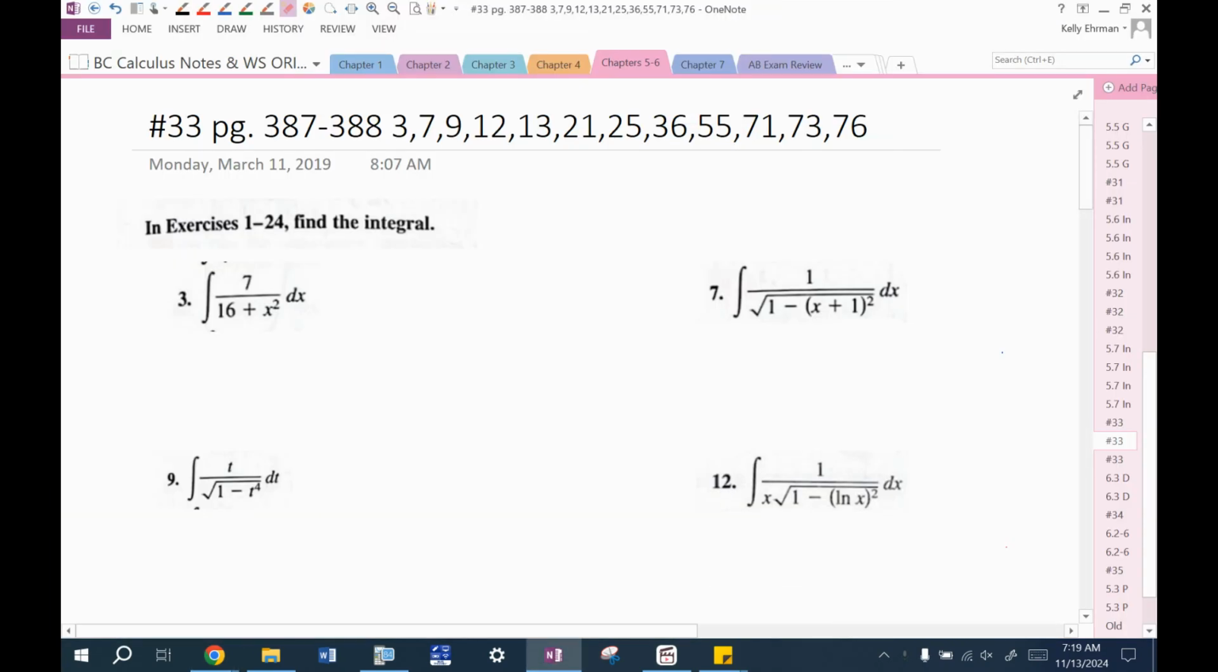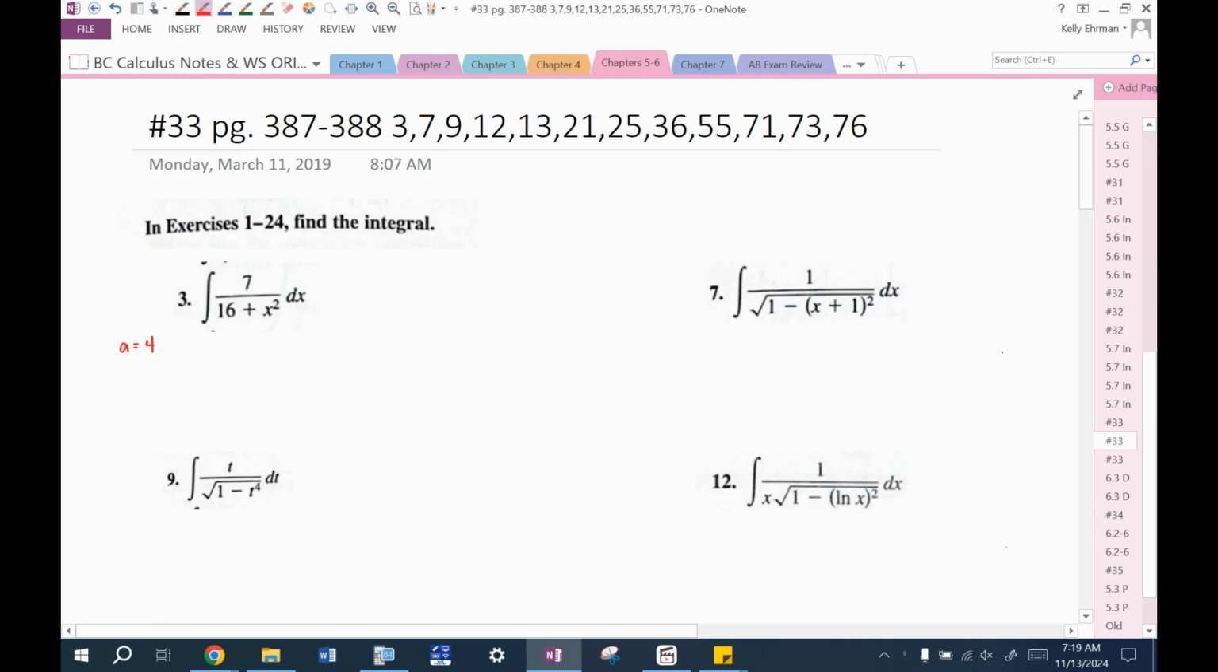All right, for homework number 33, we are practicing our inverse trig antiderivatives. So you want to recognize, remember, it's arctan and arcsine that are the most common. So I have 7 over 16 plus x squared. Anytime I see a sum of squares in the denominator and just a constant in the top, that's your hint that this is going to be arctan.